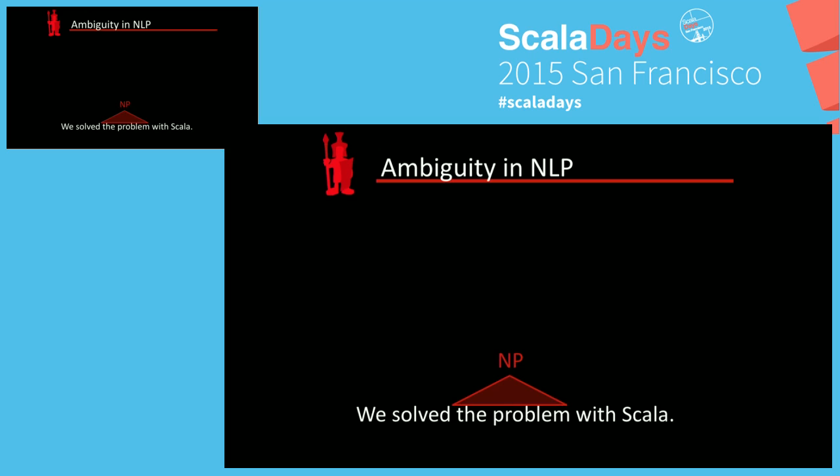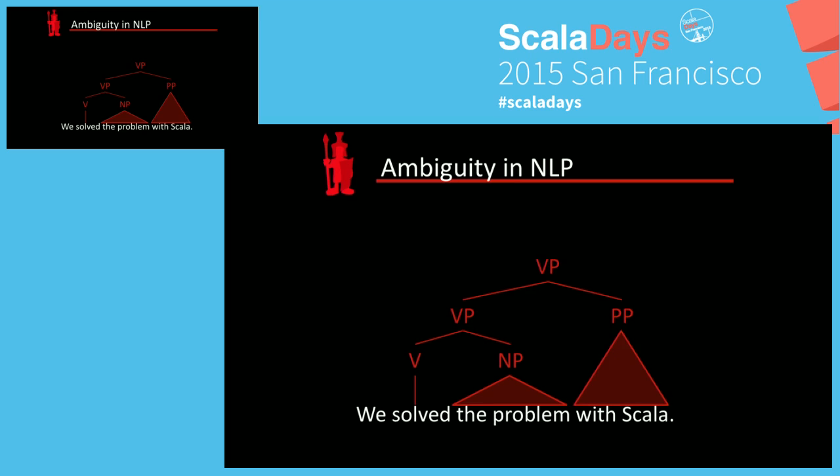The problem is a noun phrase no matter what. Solve is a verb no matter what. And in the first analysis, these combine to form a verb phrase. The prepositional phrase attaches to the verb phrase rather than to the noun phrase. That tells you that "with Scala" modifies the solving rather than the problem. We can keep composing. Now this might seem like a pretty silly contrived example.